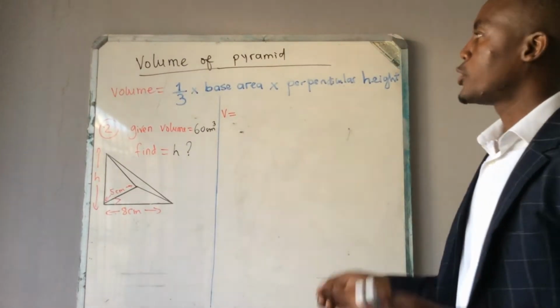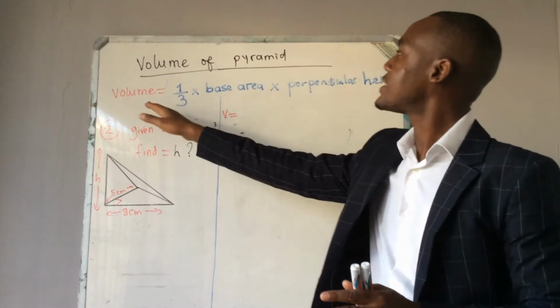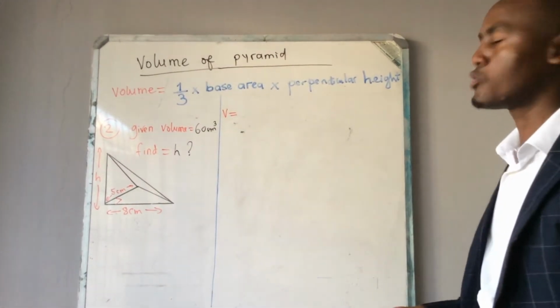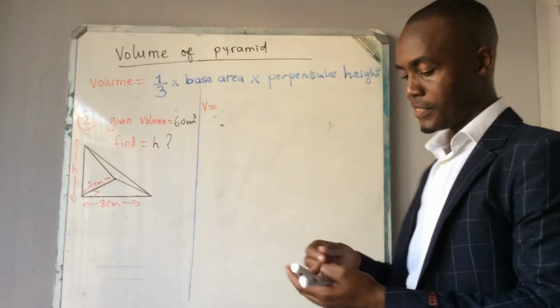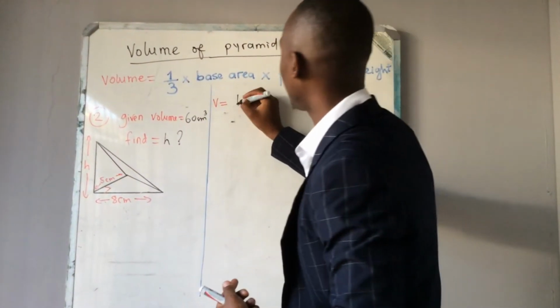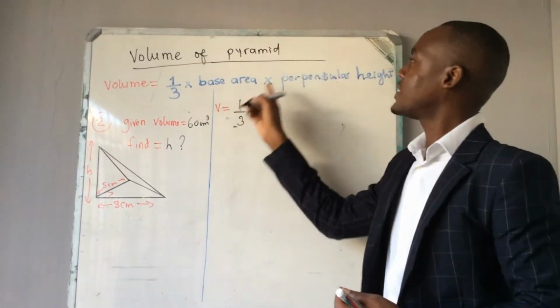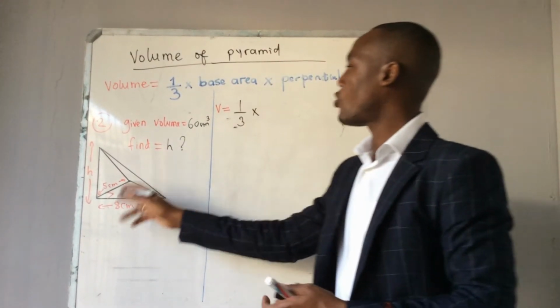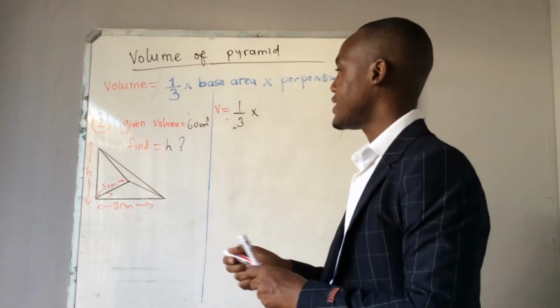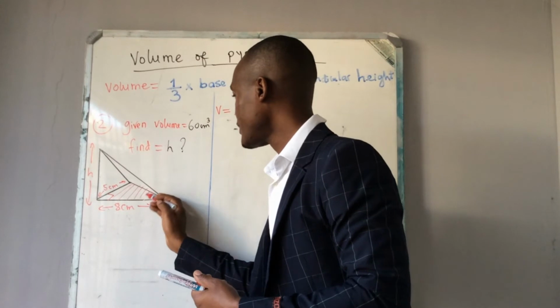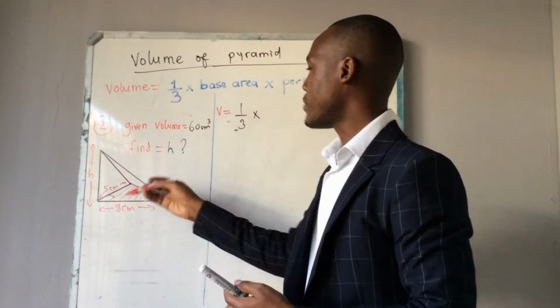The first thing to do is to just plug in the formula as presented. Then we are going to do some algebraic manipulations to find out the value of h. We're going to put in the values: 1/3 times the base area. The base area is the area of this triangle that is here, so we're going to find that area.